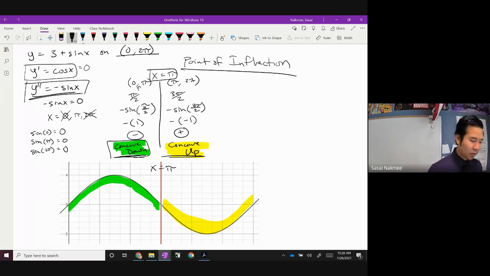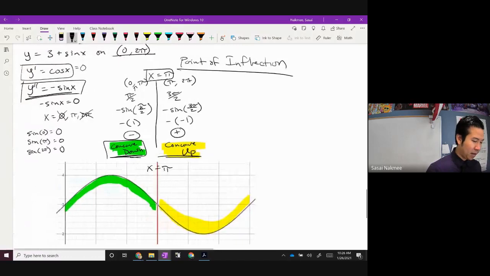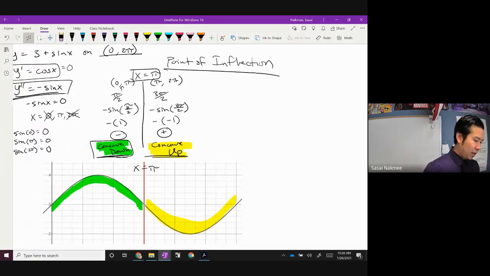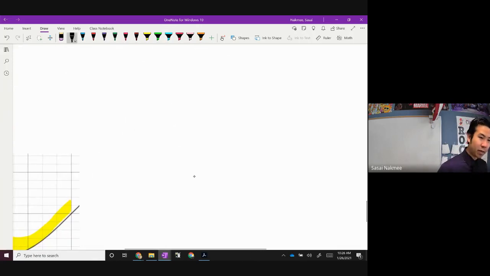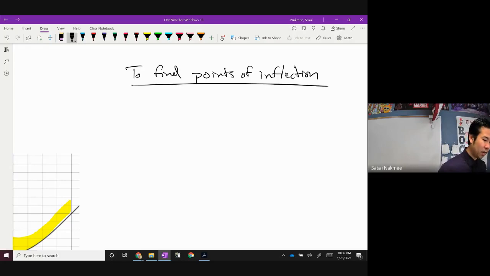All right, let me give you the steps for what we just did for this part right here. I'll leave this up for you guys, but here we go. Let's say I was asked to find points of inflection. Not that crazy to do. Step 1, find the second derivative.